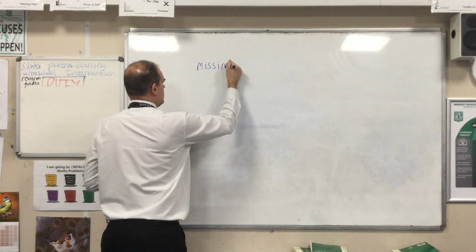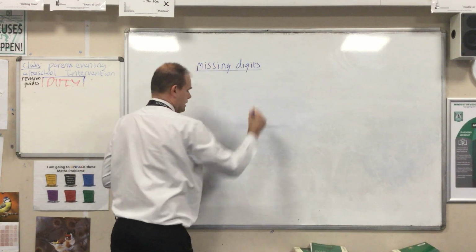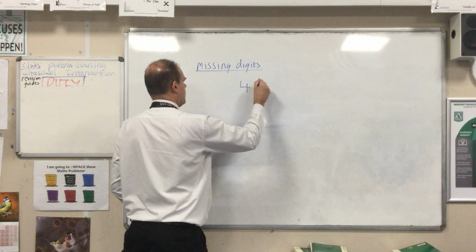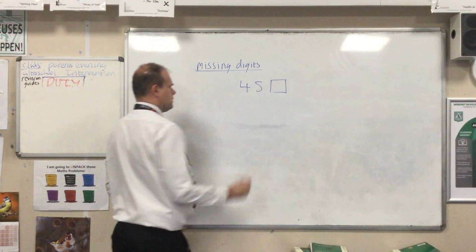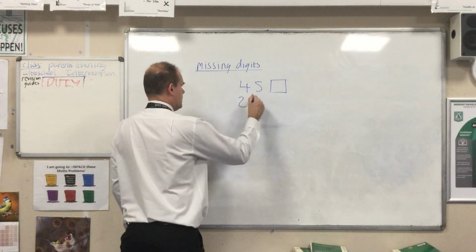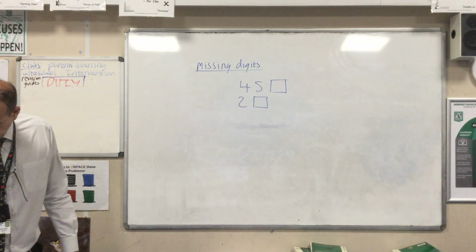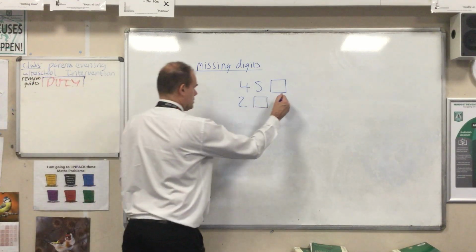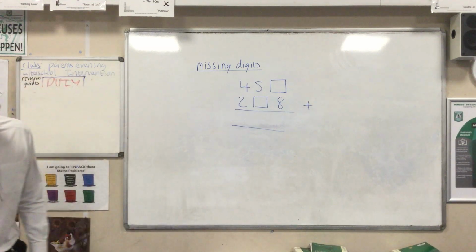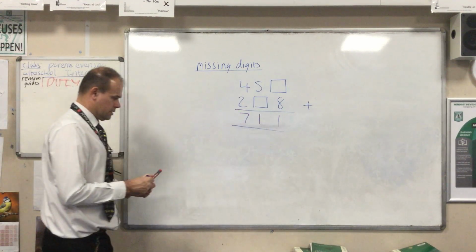So somebody has done a calculation, and I know on the test they do it with adding and subtracting. So let's say, for example, I've got 4, 5, and I've got a missing number there, a box there, so 4, 5, and then I've got 2, and then a missing 1 there, and a 8 here. Now somebody has added those numbers up, but obviously wrote down the missing numbers, and you've got 711. You've got to find the missing digits.